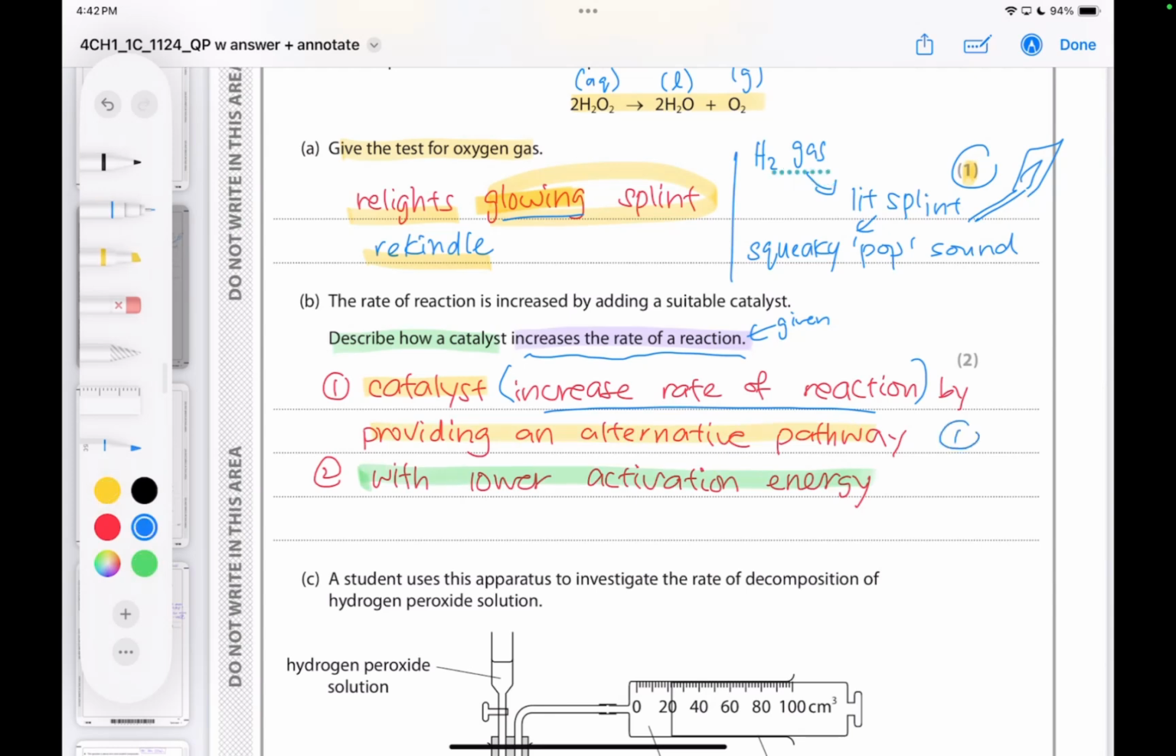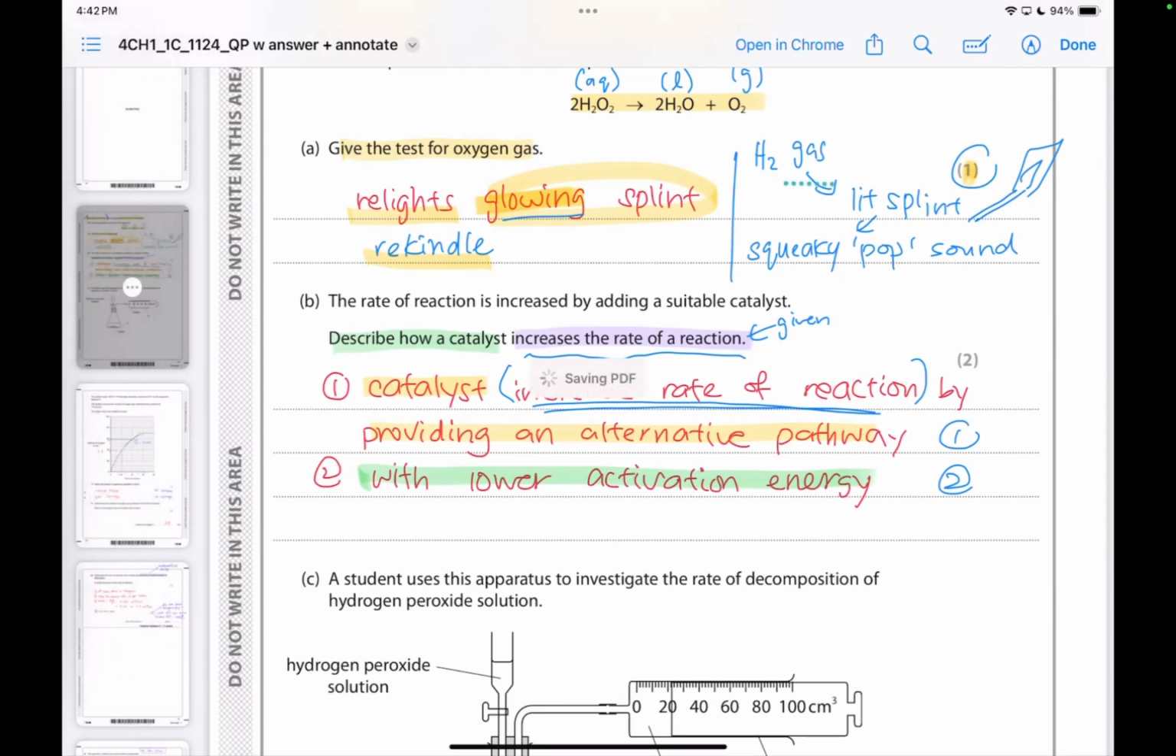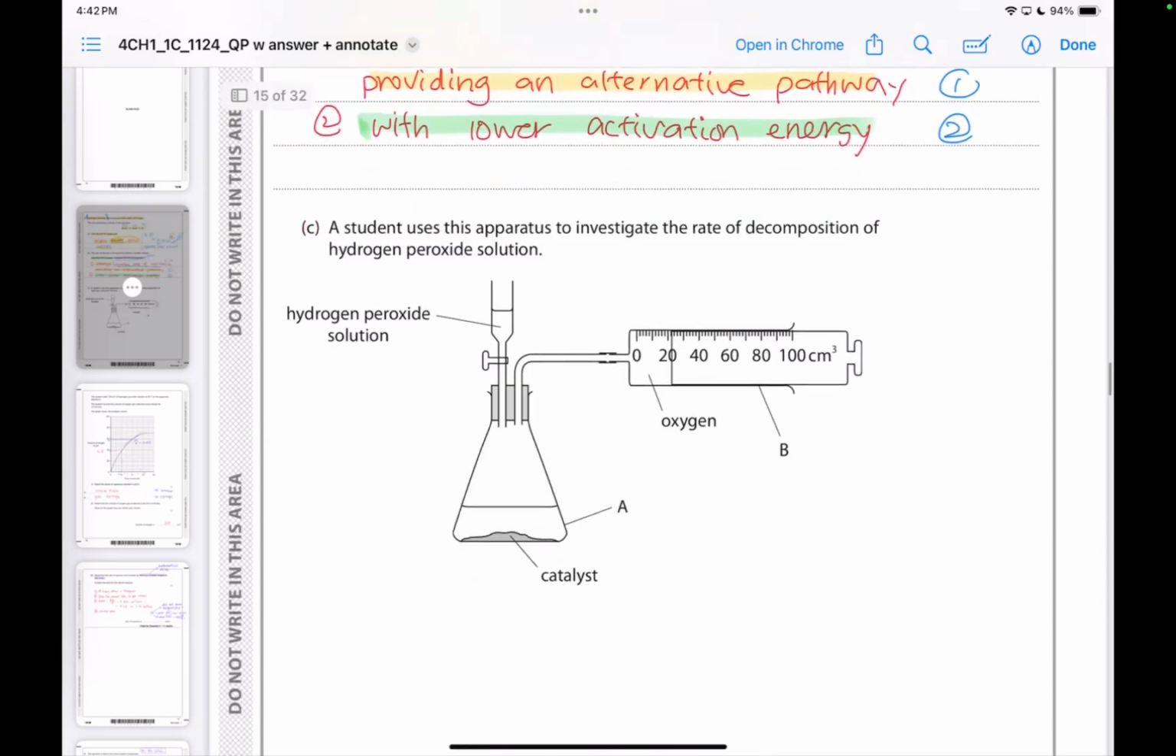First, to talk about it providing an alternative pathway, and then 2 is that this alternative pathway has a lower activation energy. However, some students take the increased rate of reaction as part of their answers, so they end up getting only 1 mark or none if they simply just mention catalyst increases rate of reaction or catalyst speeds up reaction. Okay, so whatever is given in the question, do not repeat it.